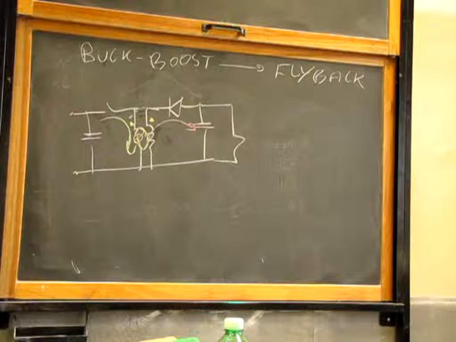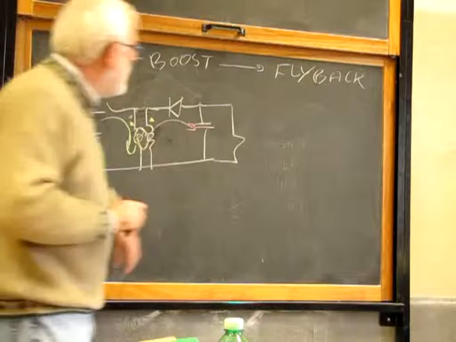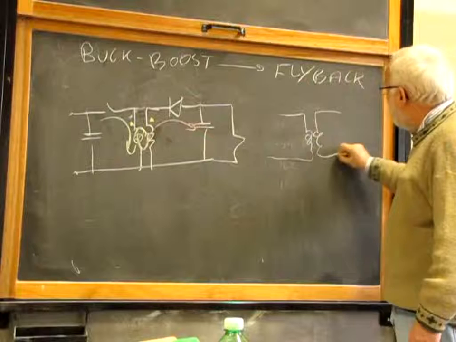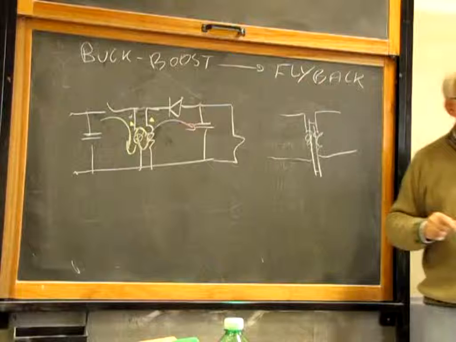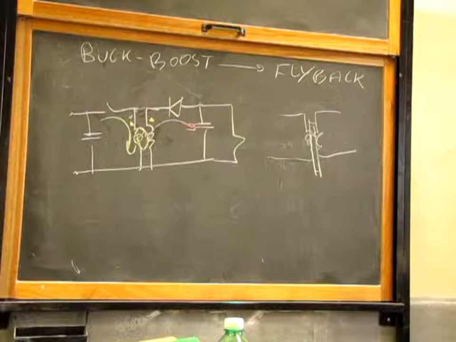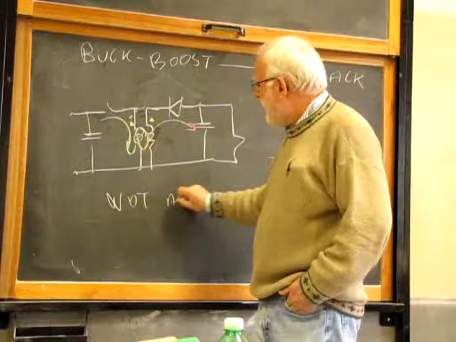This object is basically one winding and another winding on a magnetic core. It looks very much like two windings on a transformer. Well, this is not a transformer. Looks like a transformer, works like a transformer, walks like a transformer, it is not a transformer. Why?